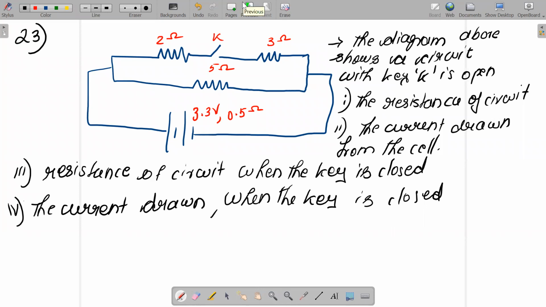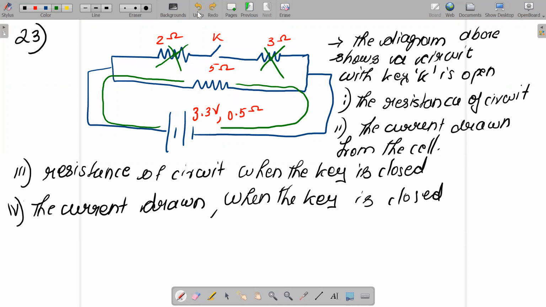Understood? That level you should remember. So can you find it out? When the key is open, what will be the resistance? Children, when the key is open, what happens? This one no need to consider. Why? Current won't flow through it. This is the path of current, right? Current will be moving like this only. Am I right?